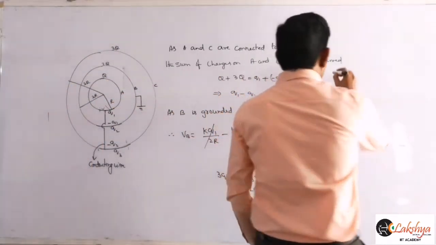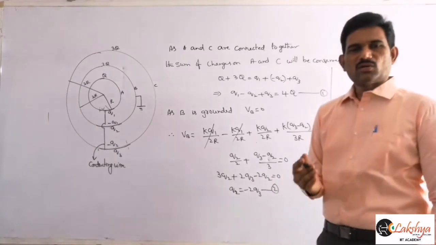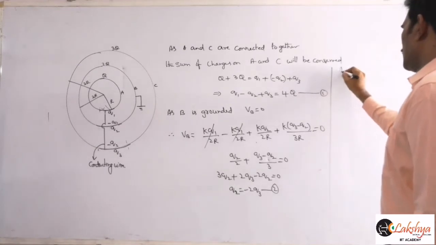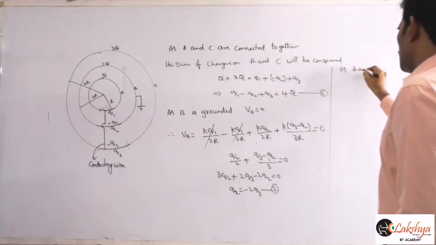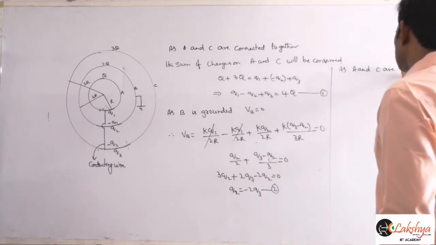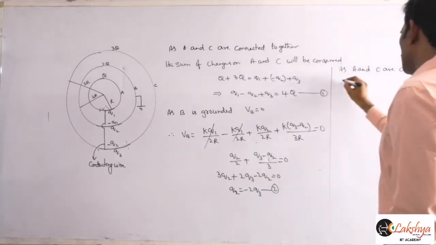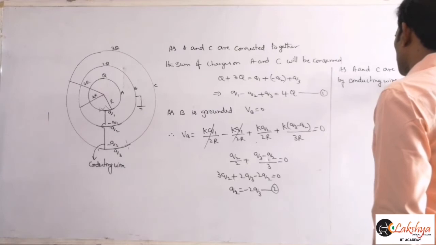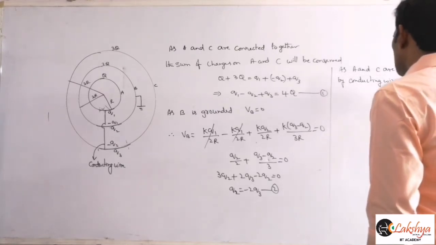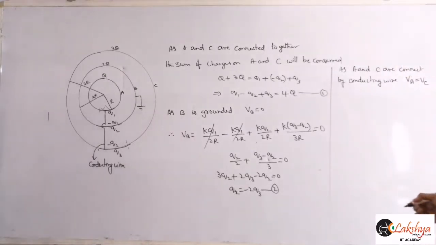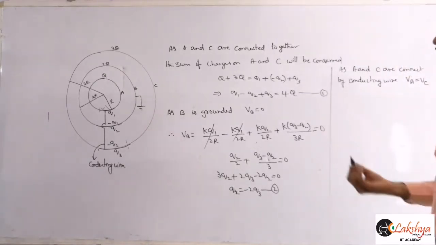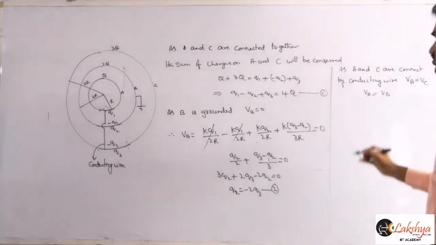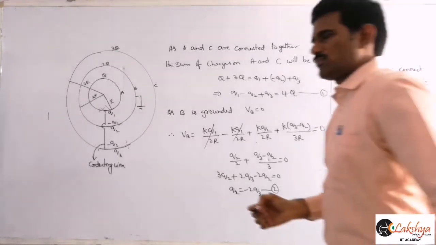Next, what we can write is, as A and C are connected together by a conducting wire, the potential of A must be equal to the potential of C. So therefore the potential of A will be equal to the potential of C, right? And so now let us write the potential of A and the potential of C and equate them. First I am writing the potential of A, that means for this point.